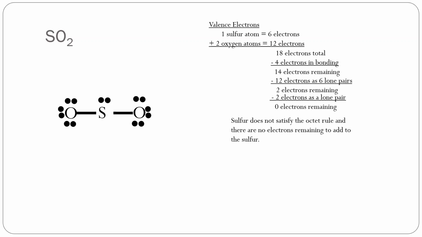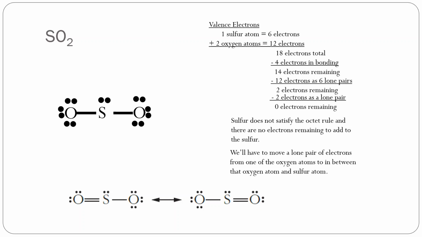Here, sulfur does not satisfy the octet rule, and there are no electrons remaining to add to sulfur. We'll have to move a pair of electrons from one of the oxygen atoms to in between that oxygen atom and sulfur atom. In this example, you can move a pair of electrons from either oxygen atom.